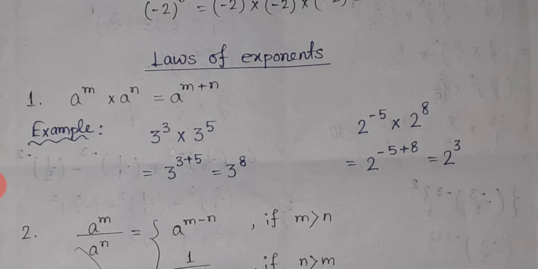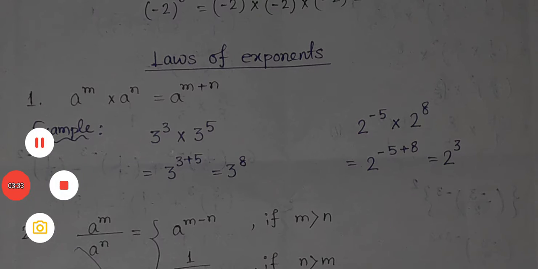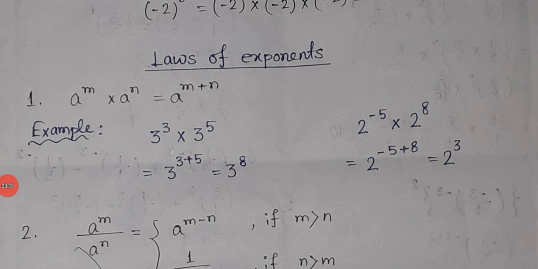For example, here 3 to the power 3 into 3 to the power 5 is equal to 3 to the power 3 plus 5. That means the base is the same but the powers are added, and we have got the result 3 to the power 8. Take another example, 2 to the power minus 5 into 2 to the power 8. So the base remains the same and the powers are added, and we have got 2 cube or 2 to the power 3. So the first law is clear to us.